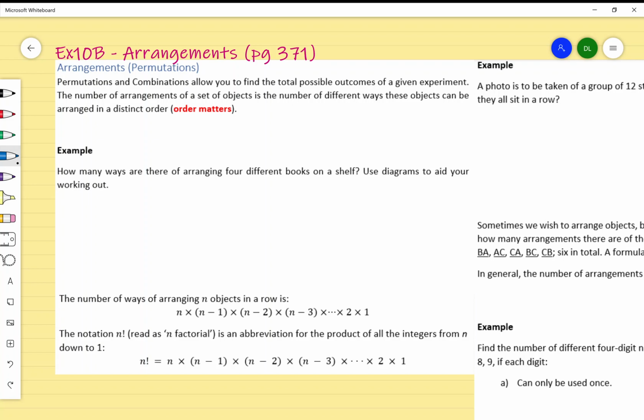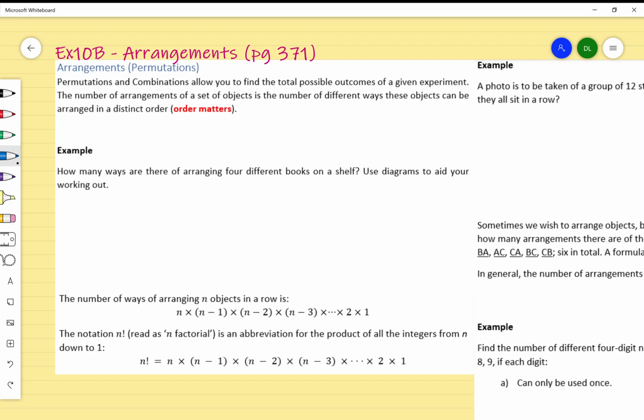Now, indubitably, you've had situations where you've had to find the number of outcomes by listing every single outcome. In the last video, we talked about how that's really unrealistic in most situations. So we have to use a formula or some sort of method that helps us find it easier. Now, the number of arrangements of a set of objects is the number of different ways these objects can be arranged in a distinct order.